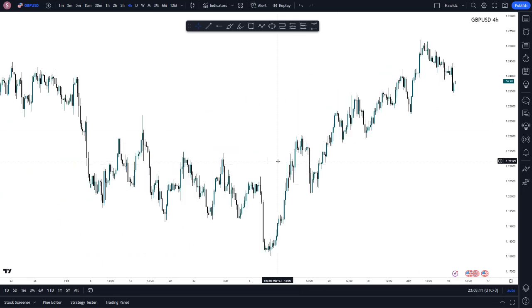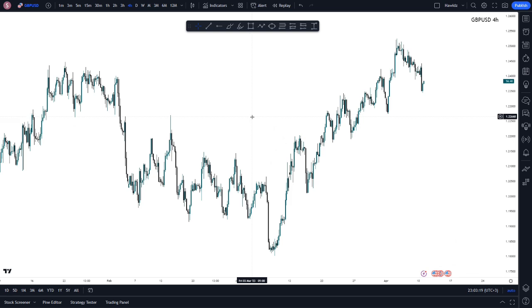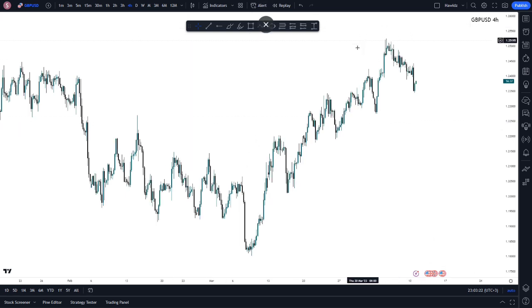And on today's video guys, I'll be basically talking about this little trick called following price. Now, let's see how that is done. So currently we're on the pound USD on the 4-hour, right?